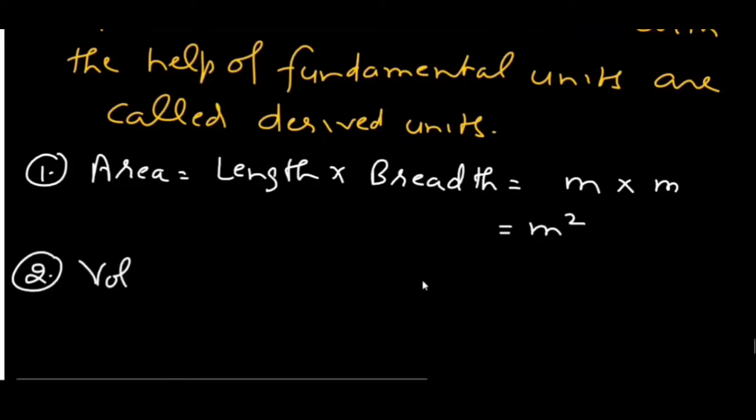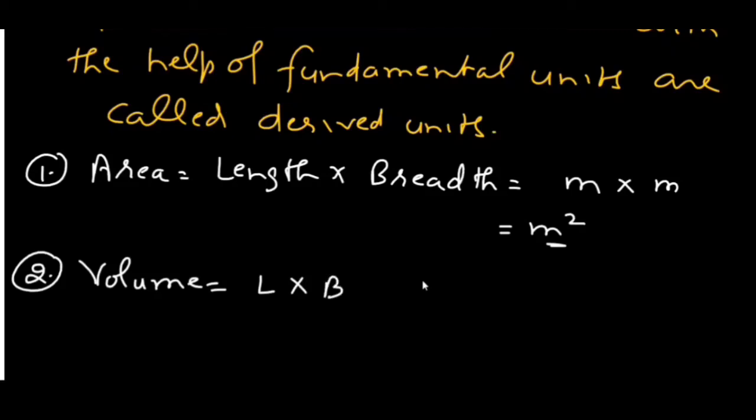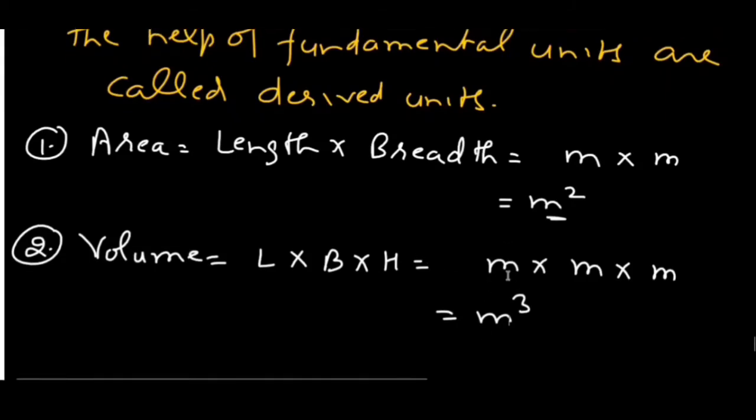Second problem. आप देख रहे हैं ये मीटर स्क्वायर जो है उस टेबल में नहीं था, and this is obtained with the help of using fundamental units. The fundamental unit of length and breadth is meter, and that's why meter square is the derived unit. Next is volume. We know the formula of volume is length into breadth into height. The unit of length is meter, unit of breadth is meter, unit of height is also meter. So this is meter cube. So meter cube is the derived unit of volume.